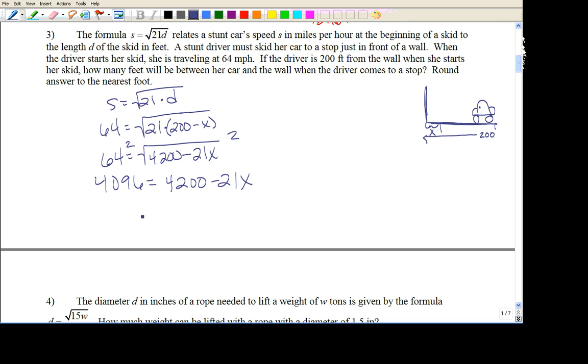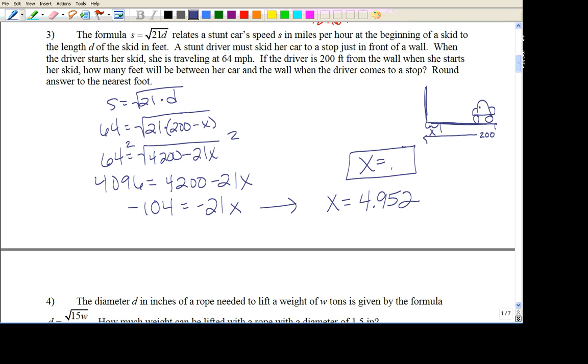Okay, so then if I just solve for x here, I'll start out by subtracting the 4,200 from both sides. Get negative 104 equals negative 21x. So then if I divide both sides by negative 21, I get x equals 4.952. So to the nearest foot, we'll just round that up to 5. So she stopped 5 feet in front of the wall.